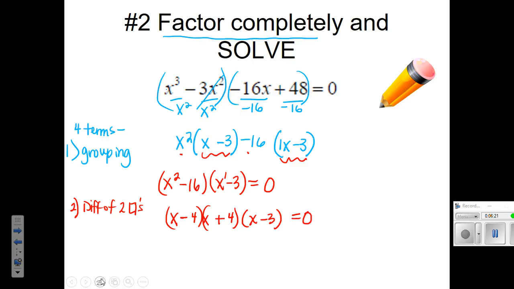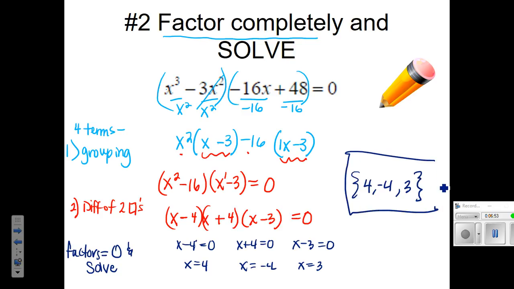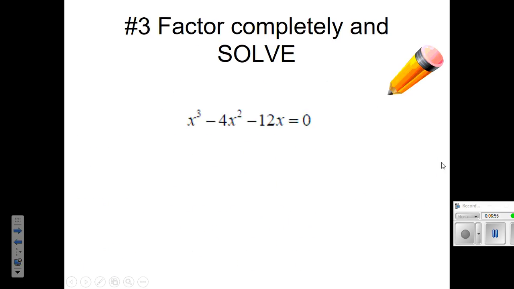Okay, now what do we do? We take all our factors and we set all our factors equal to 0 and solve. X minus 4 equals 0. That's x equals 4. X plus 4 equals 0. That's negative 4. And x minus 3 equals 0. And that would be 3. So our answers would be 4, negative 4, and 3. Okay, let's try another one.